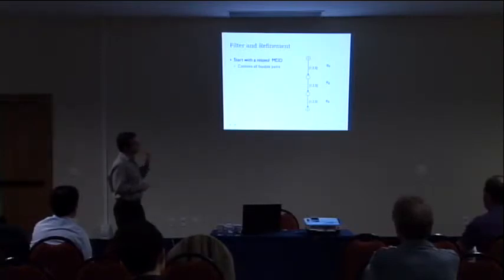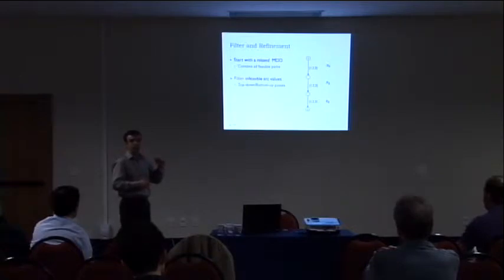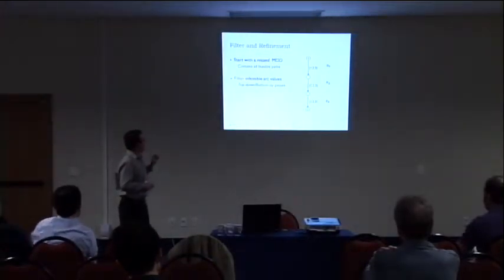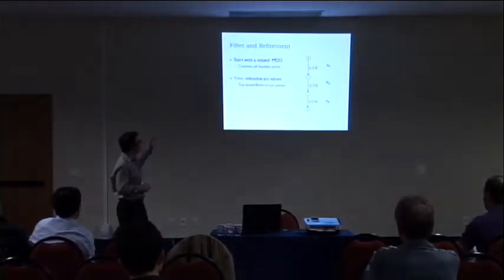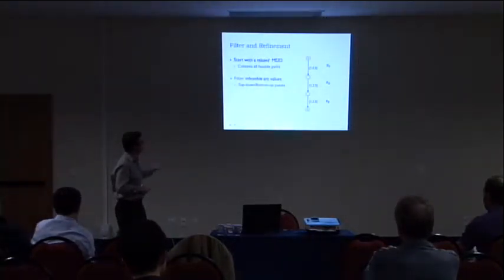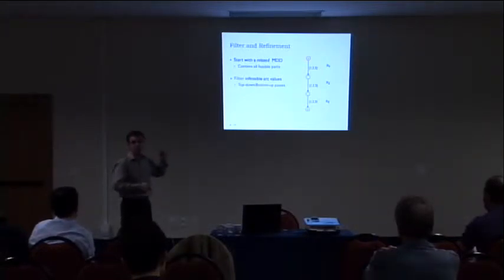Now, what are we going to do? We're going to do two operations, filtering and refinement. Filtering is equivalent to domain filtering in CP. Namely, we're going to do top-down and bottom-up passes, scanning the MDD from the root to the terminal and from the terminal to the root node, and try to identify values that don't belong to any feasible solution.